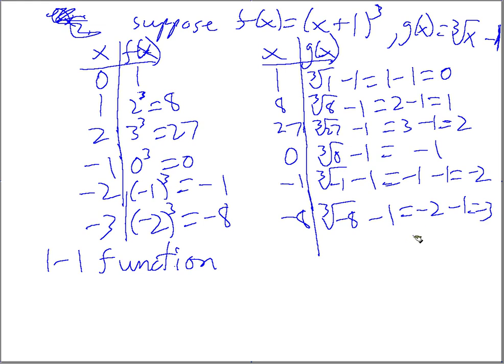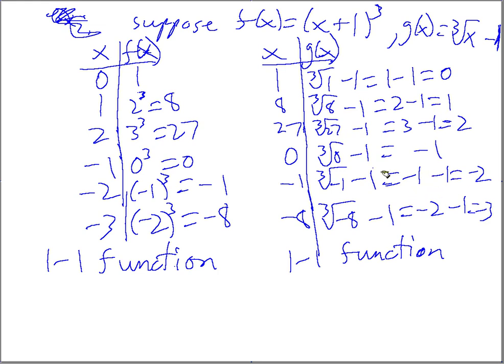So look at the g function, the cube root of x minus 1. First of all, it's a function because all the x's are different. But look at my y's as well: 0, 1, 2, negative 1, negative 2, negative 3. These are all different also. So this is also a one-to-one function. Both of these are one-to-one functions.